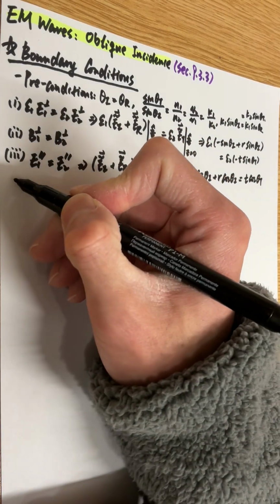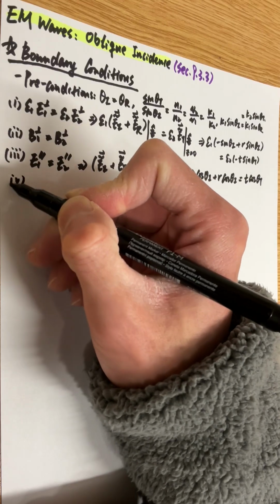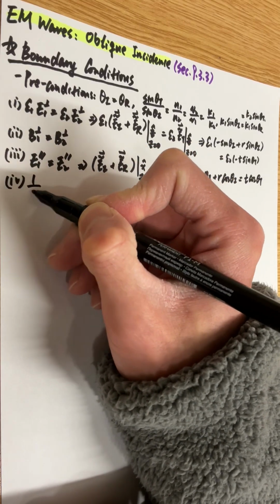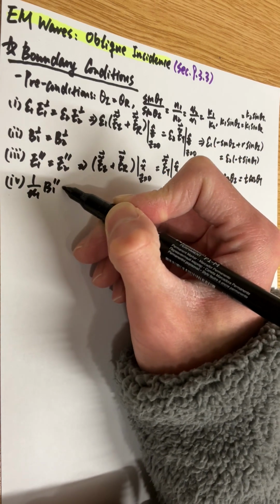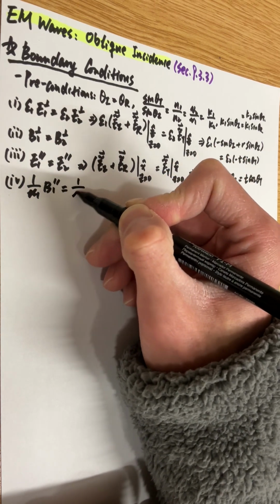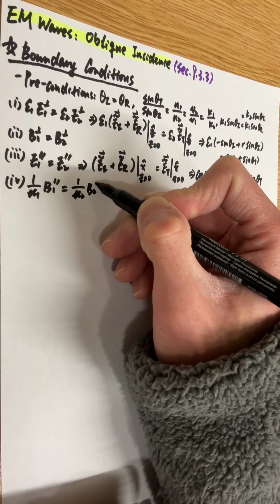Let's still check the last boundary condition, which is 1 divided by mu1 B1 parallel component equals 1 divided by mu2 B2 parallel component.